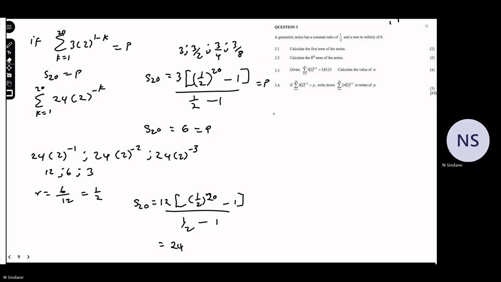Now substitute, right? This S20 is 24, which is equal to, remember, I can split this 24 into 4 times 6, right? Why am I doing that? Because I know this S20 is equal to P, which is equal to 6, right? Instead of 6, I can substitute P. Because P and 6 are equal, I have my solution as 4P.